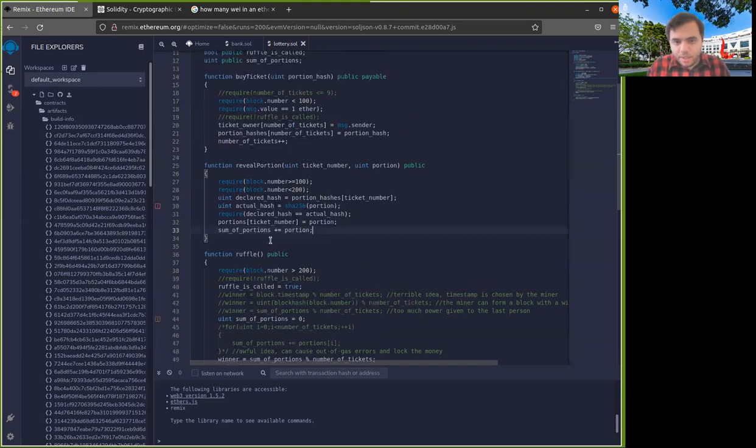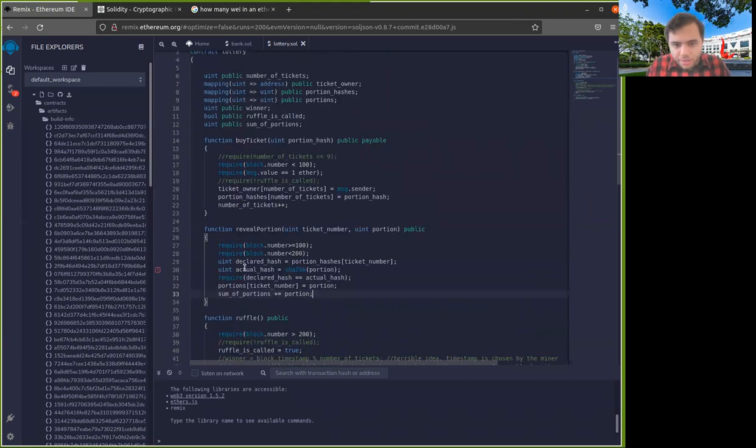Okay. But now again, I have to be very careful about how I write this, because as I said before, if you have a vulnerability, people will exploit it. That should always be your assumption. So the problem with this reveal portion is that someone can reveal their portion several times, right? And in the way that it's written right now, it will be added to the sum several times. So that's also a terrible thing.